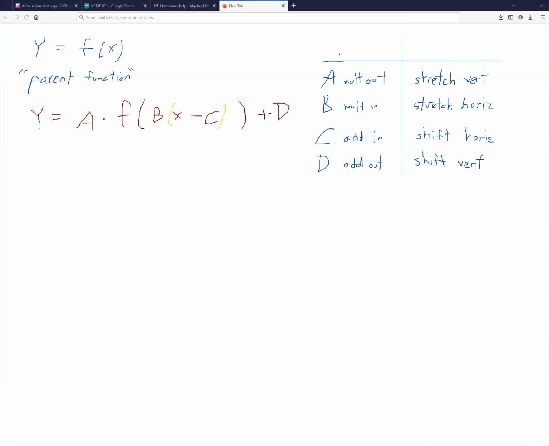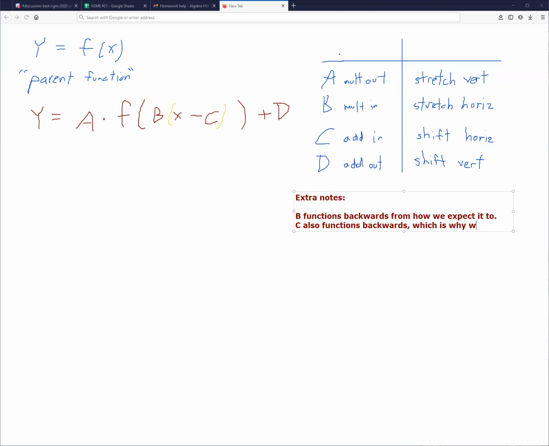I do have a few extra bonus tidbits. So extra notes. First of all, B functions backwards from how we expect it to. Again, I don't think we're going to have to deal with B right now, but I do want to throw in that B actually goes backwards if the B value, if it's like square root of 2x, it doesn't stretch 2 times, it actually compresses by a factor of 2, which means it only gets half as wide. C also functions backwards.